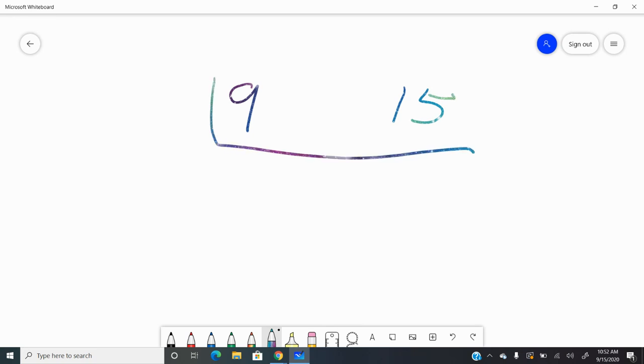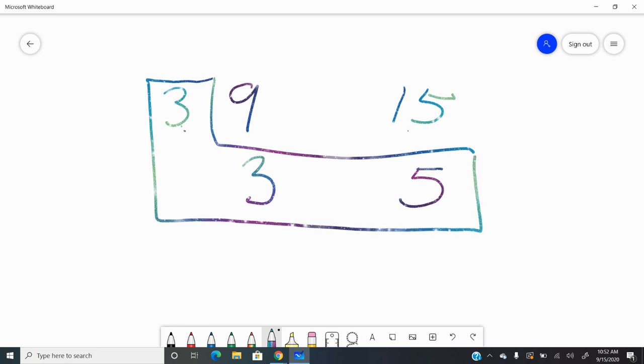And let's do it the new school way, making our L. Oh, man, how many times are we going to do that? We got 9, we got 15. Put them inside your L. A number I can divide both 9 and 15 by is 3. 9 divided by 3 gives you 3. 15 divided by 3 gives you 5. There we go. All we got to do is multiply these all together.